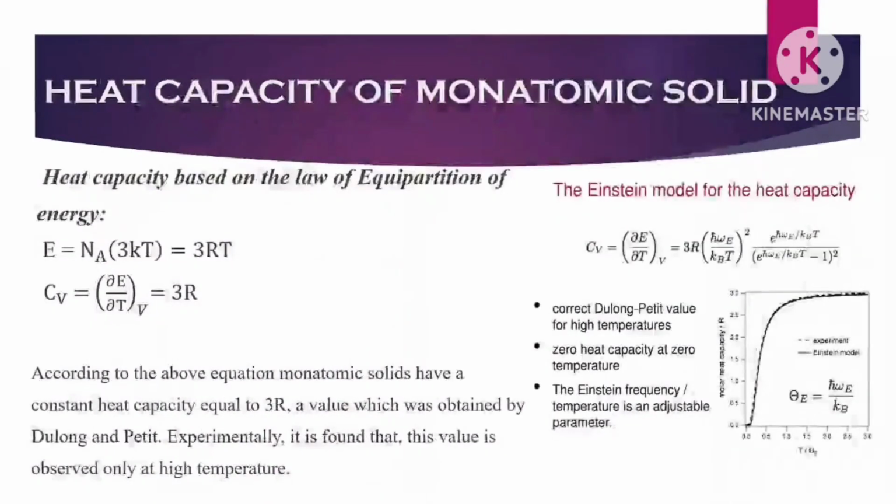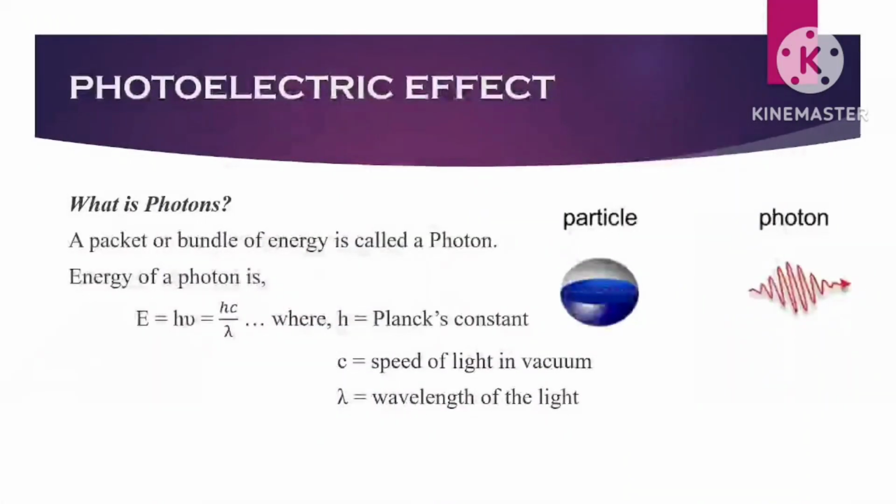Another experiment, heat capacity of monatomic solid. What is heat capacity? Heat capacity is the amount of heat to raise the temperature by 1 degree centigrade or 1 Kelvin. Dulong and Petit drew a conclusion on the basis of the classical law of equipartition that each atom or molecule behaves as a harmonic oscillator having energy equal to 3kT. So we have Cv equals 3R, but experimentally it is found that this value is observed at high temperature only.